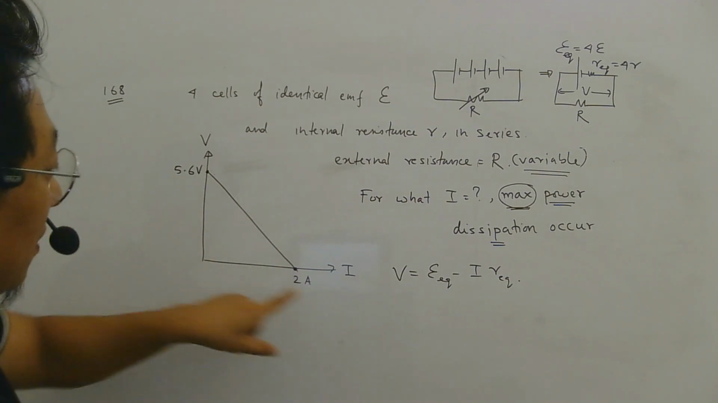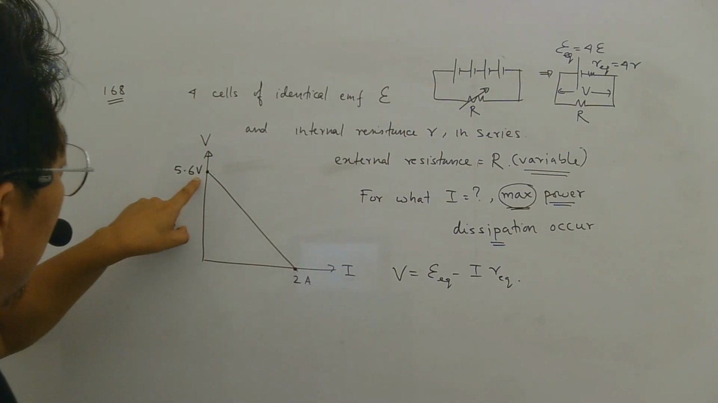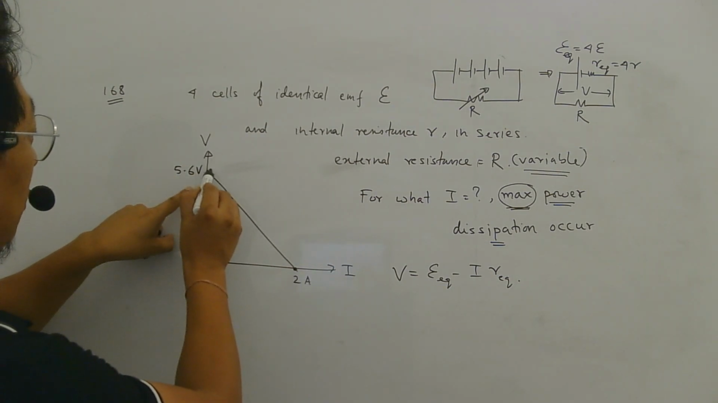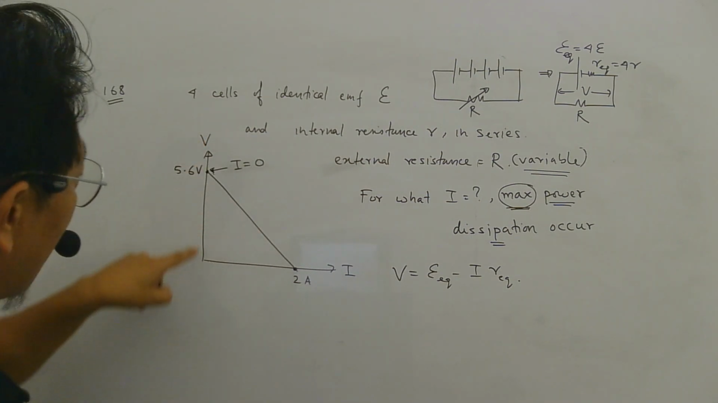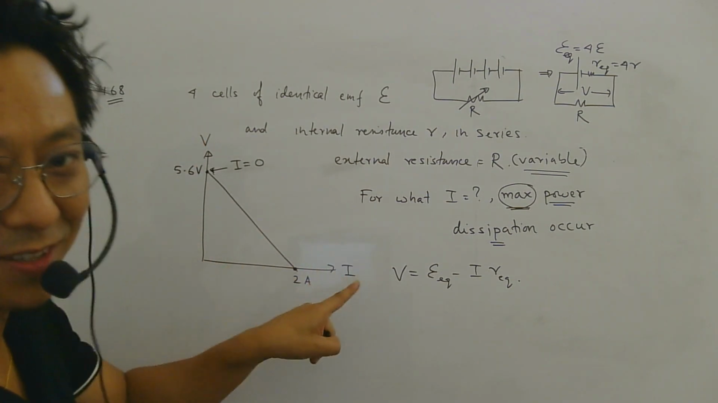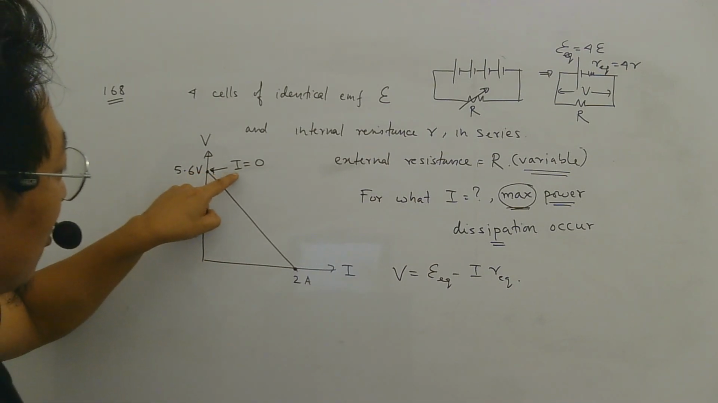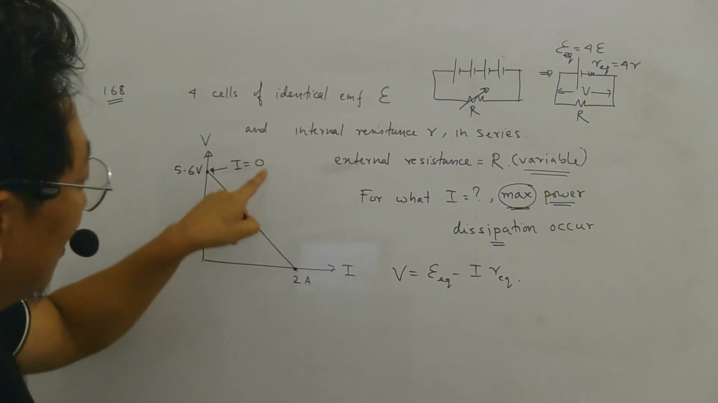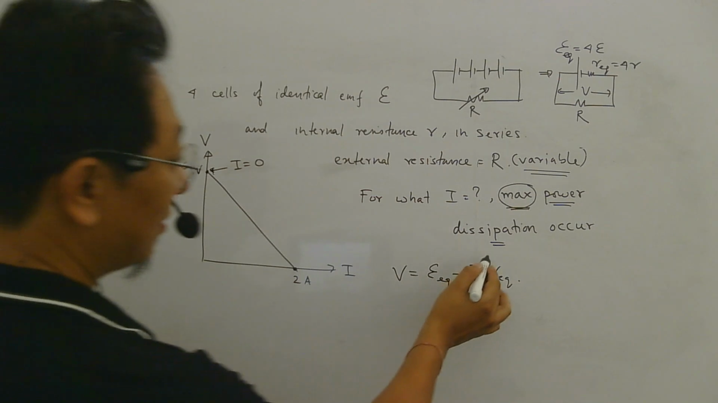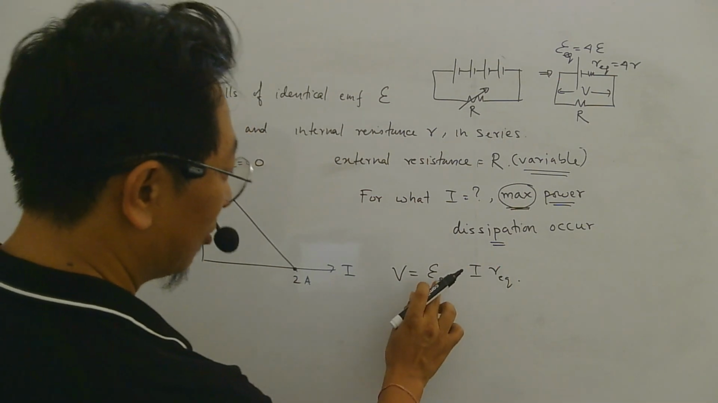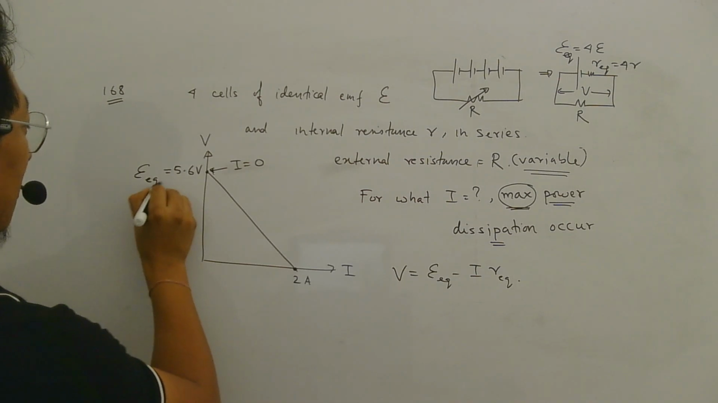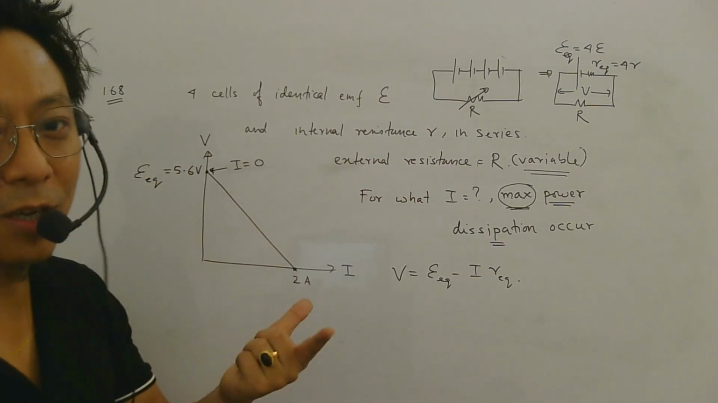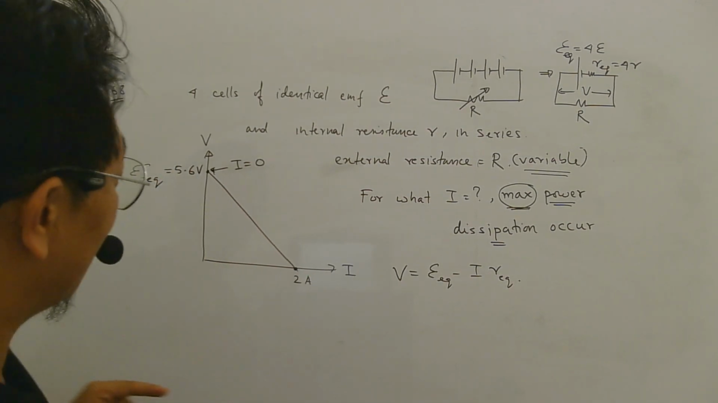So now in the graph, this V is given here 5.6. Now look carefully at this point. What is current? 0, because this is on y axis and current is your x axis. So at this point, x coordinate, current should be 0, right? So if current is 0, the voltage is equal to E equivalent. So this is actually E equivalent. And I discussed this in class, if you remember, for single cell.